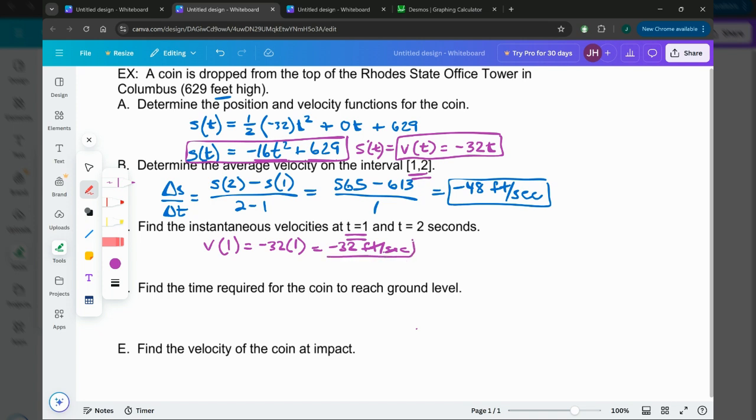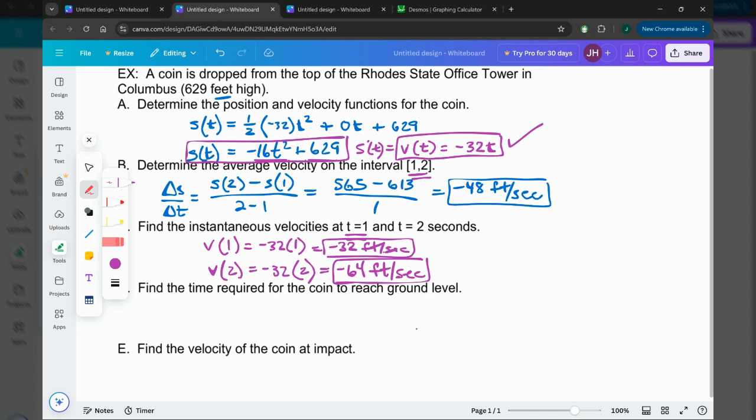And then I can say, well, what's the velocity at 2 seconds? I would take negative 32 times 2 because I'm using this velocity function. This would be negative 64 feet per second. Why is it increasing? Well, increasing negatively. It's because of gravity. Every second it's making it go 32 feet per second faster.